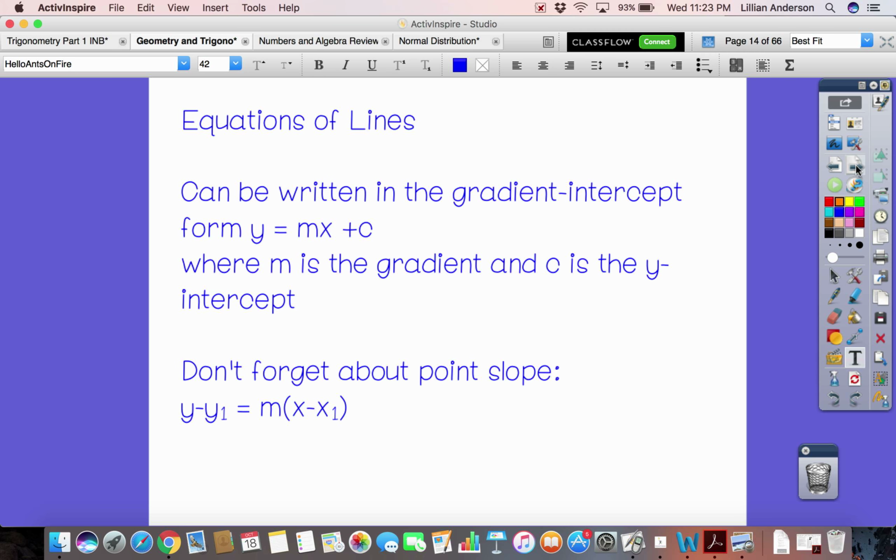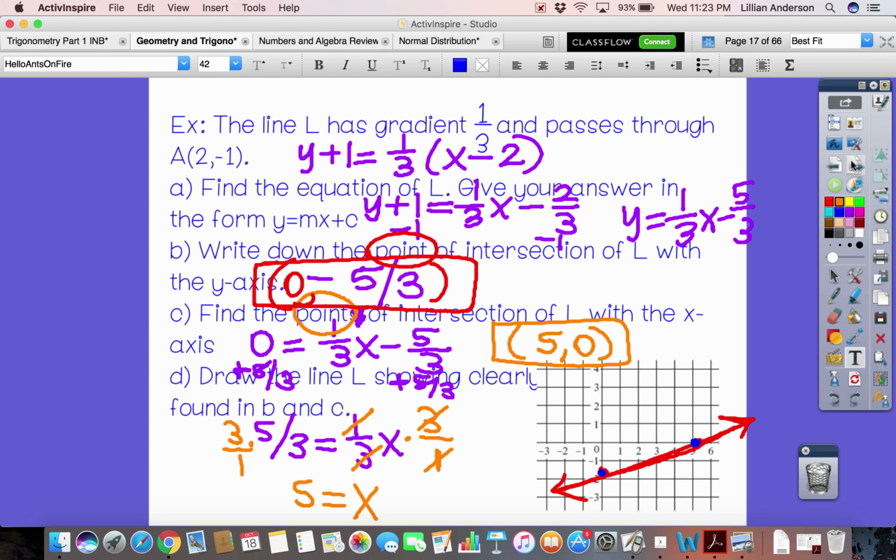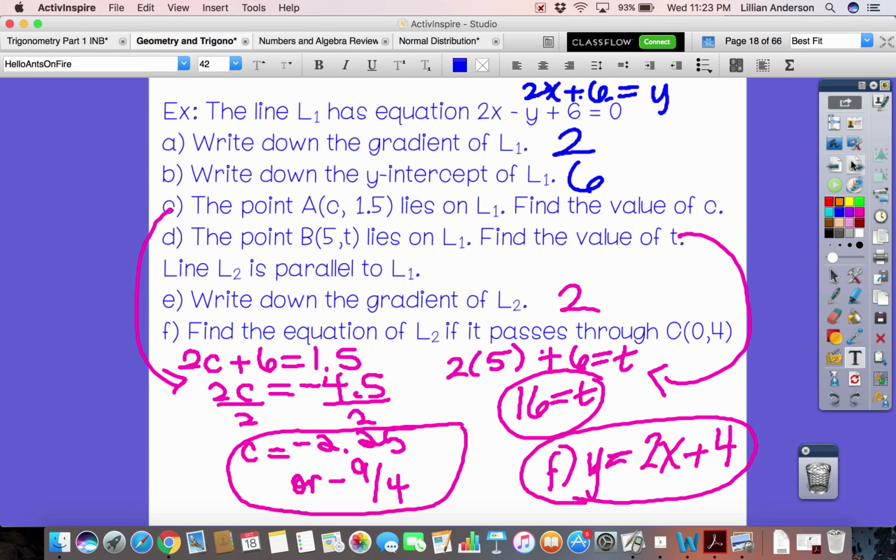And also there are 3 different ways to write a line. Gradient intercept, y equals mx plus c. Point slope, which is y minus y1 equals m times x minus x1. And standard form, where everything is all on one side. Okay? Take the next few minutes, about 10 or so, to go back over your notes. All right? And then get ready to take your quiz.